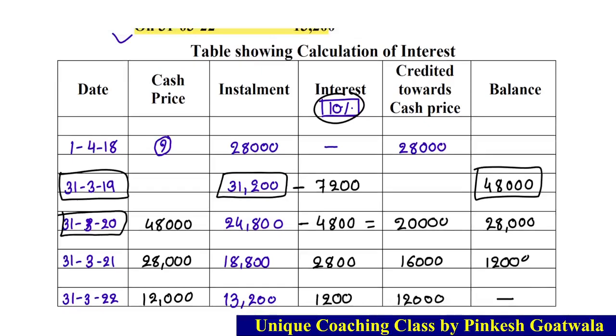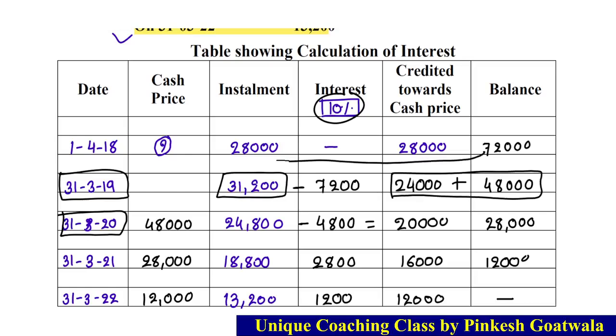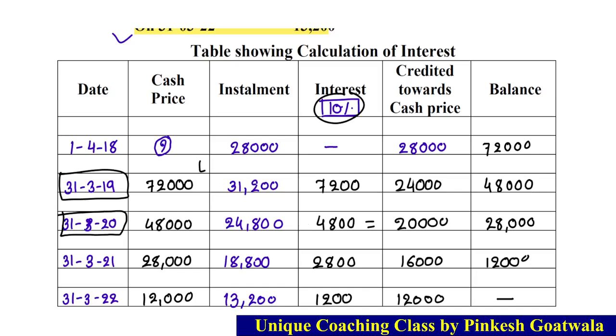Now we know that here we have to subtract this. So 31,200 minus 7,200, here the answer comes 24. Now what is the next step? We have to add this. If you add both, 24 plus 48, here comes 72, and this 72 balance we transfer to next year. 72,000. Clear?